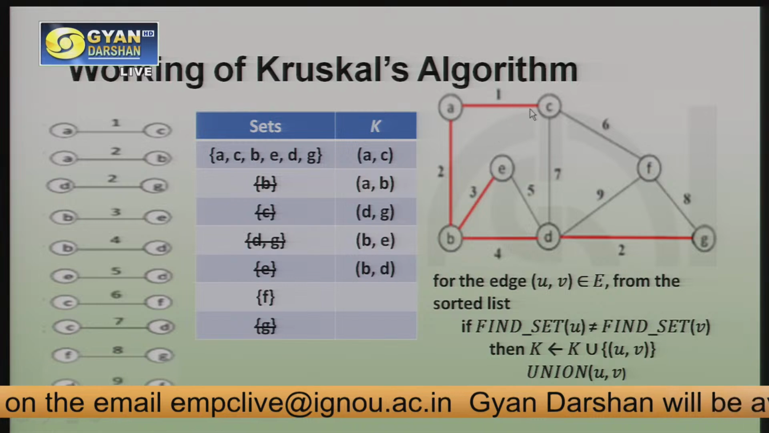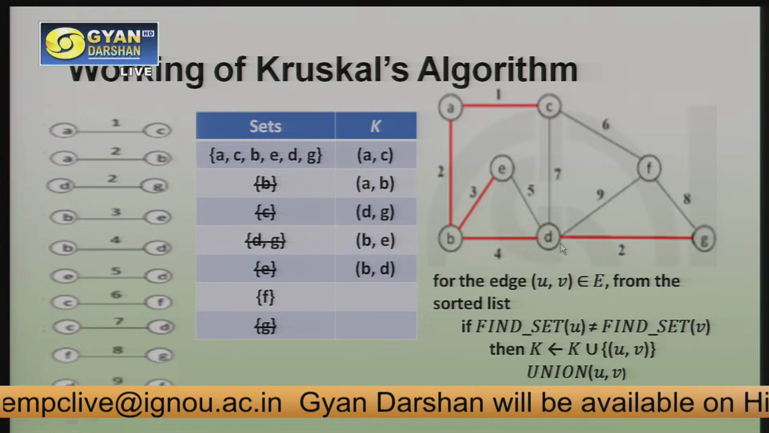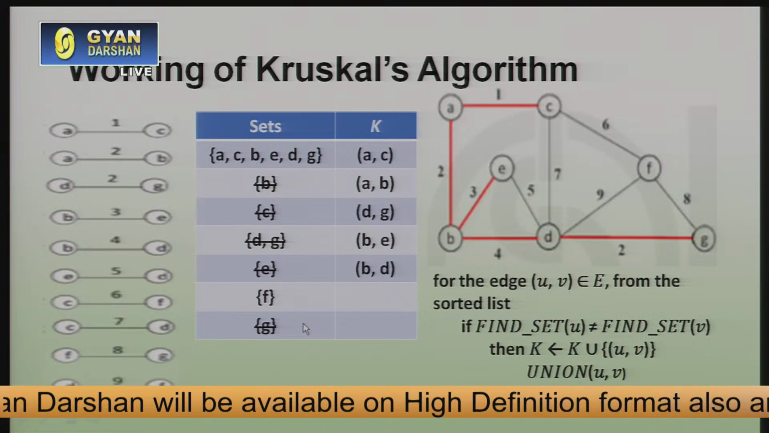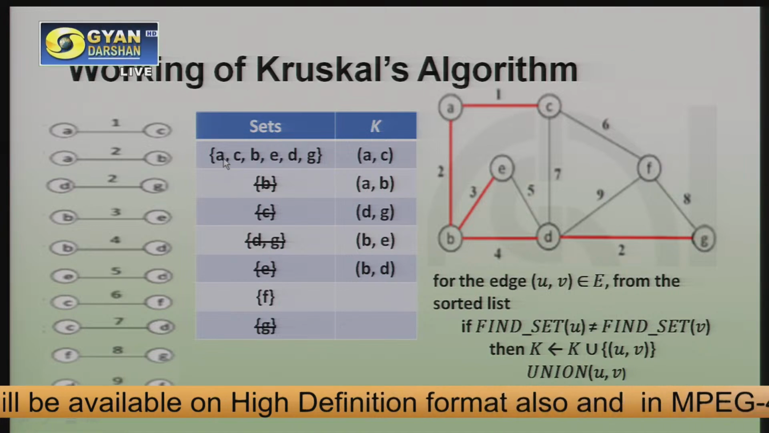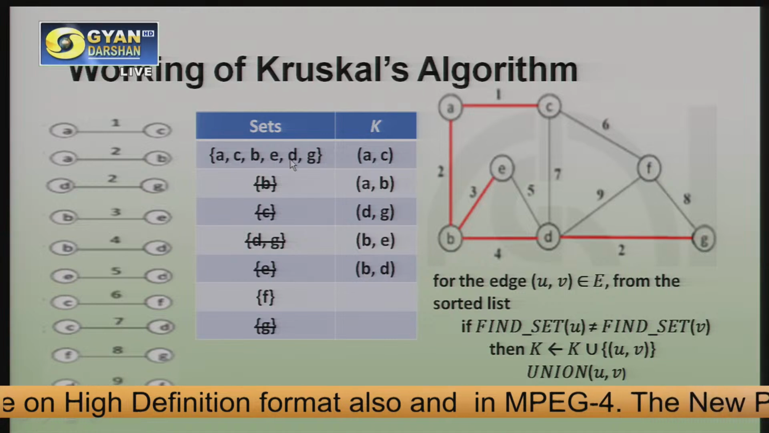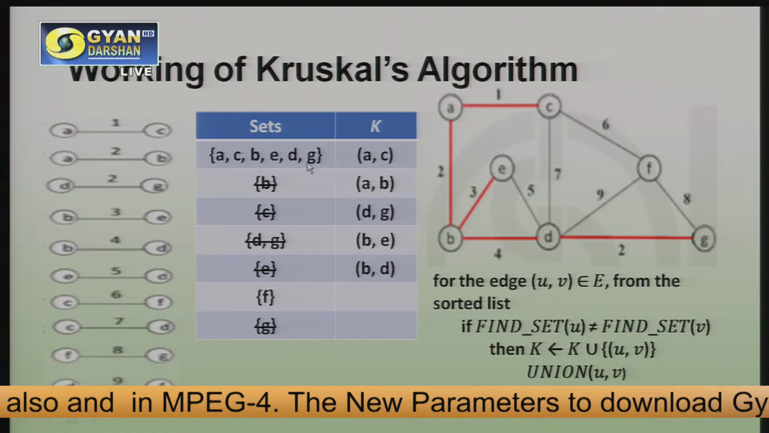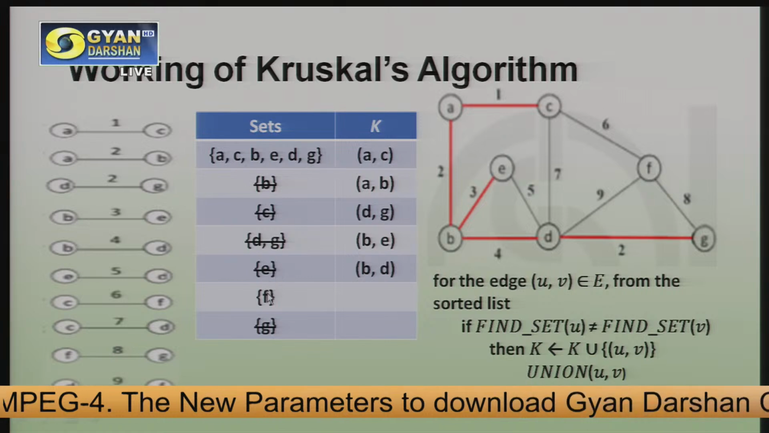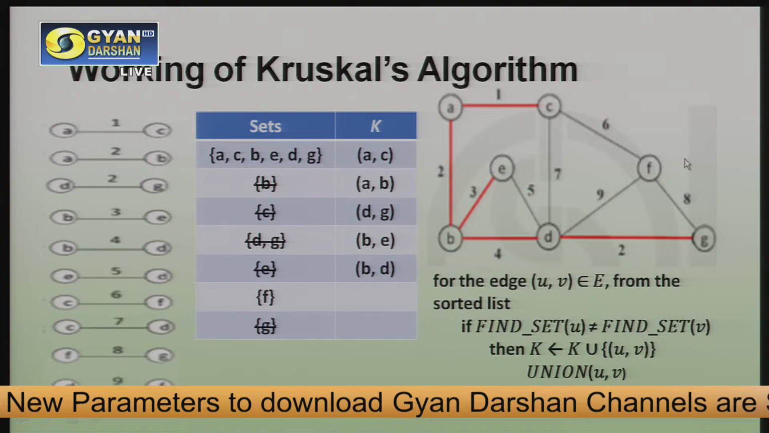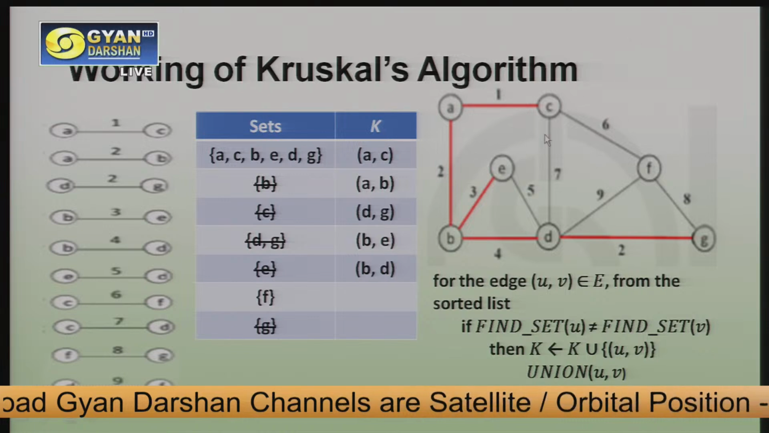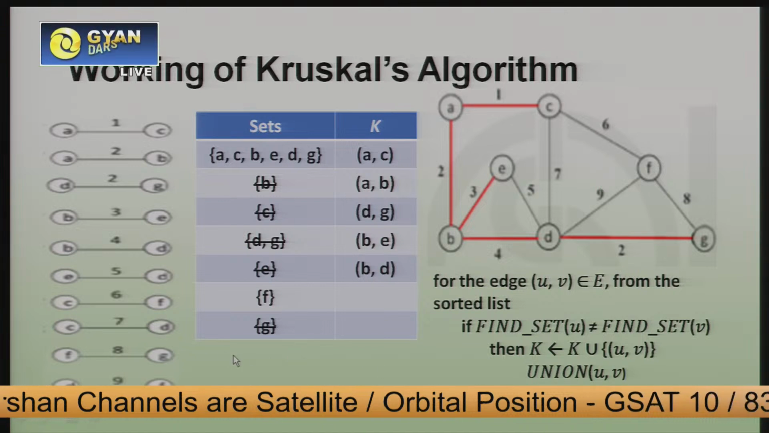And obviously, once BD is added, you will find this kind of configuration. Now your minimum spanning tree has reached a particular stage, but node F is still left. So now we have A, C, B, E, D, G forming one set, and it still does not contain F. All other nodes have been added, which is an indicator that I have not yet reached the stage of a minimum cost spanning tree.